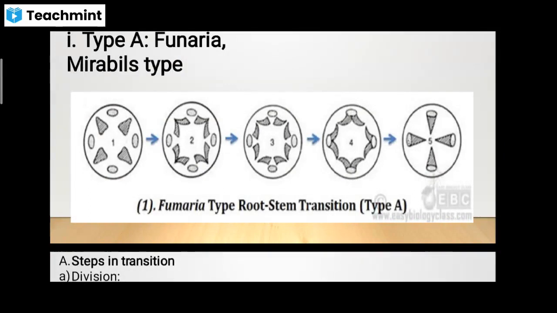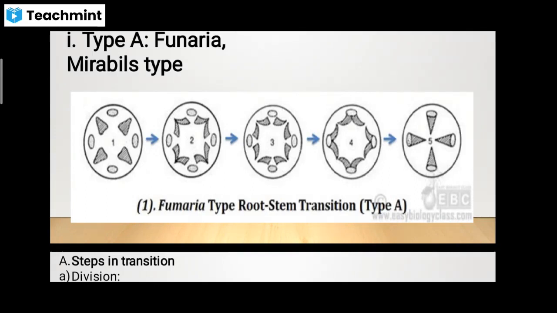In the case of type A, there are four strands of xylem and four strands of phloem. After the different steps in transition, the arrangement of the vascular elements changes, but there is no change in the xylem number as well as the phloem number. In the stem as well as in the root, there is the same number of vascular bundles.